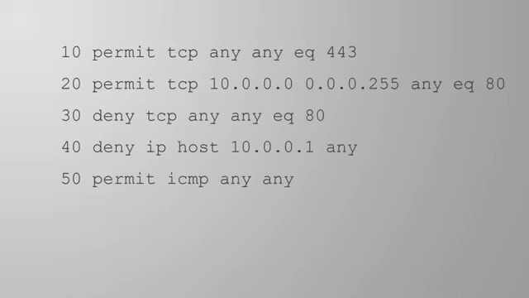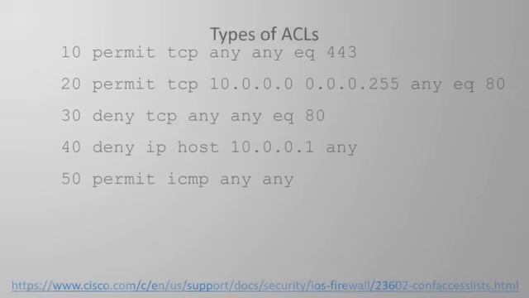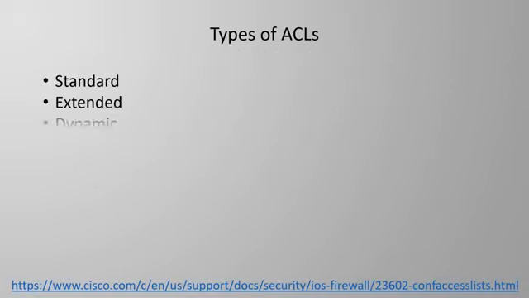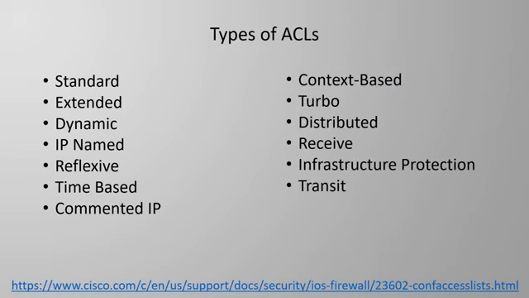Take a look at our original ACL again for a moment. This type of ACL is called an extended ACL. This is only one type of ACL. There are also several others. Each of these have a different functionality, but as this video is an introduction to ACLs, we're going to ignore most of them for now.